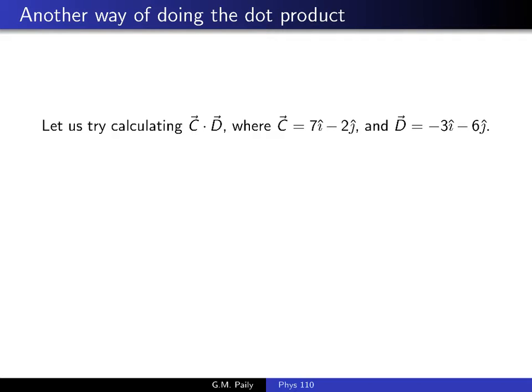Let us try another way of calculating the dot product. Let us consider vector C, which is 7i hat minus 2j hat, and vector D, which is minus 3i hat minus 6j hat. And we will calculate C dot D.